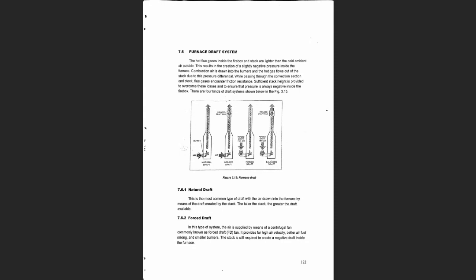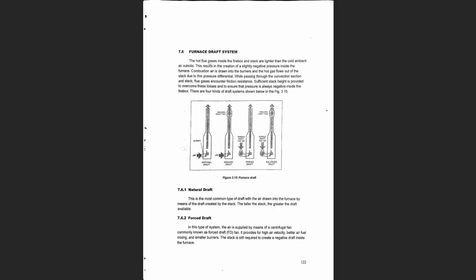خلونا نشوف what do we have in here، يعني عشان أحاول أشرحها بشكل مبسط. طبعا it says here that the hot flue gas inside the firebox and stack are lighter than the cold ambient air outside. جميل. طبعا في الهواء الفلو غاز دائما بيطلع فوق لأن كثافته أقل، ولأنه يطلع لابد أنه في شيء يزيح، اللي هو الهواء البارد اللي يدخل من الأسفل.